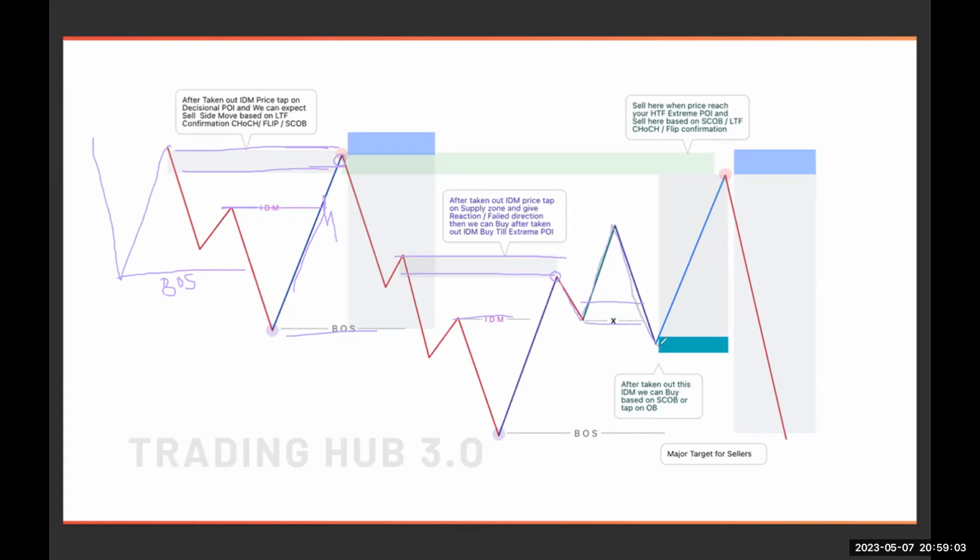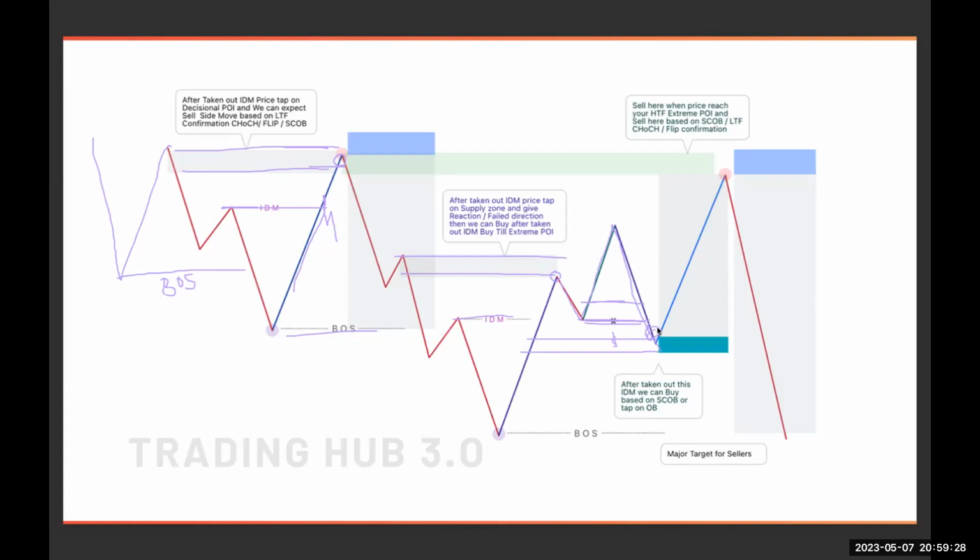Like this, and it failed this one because the market needs liquidity. Liquidity is here because everyone is buying on this order block. Market grabs liquidity. You can buy here based on single candle order block, right? Because the market has taken out this inducement. And if the market mitigates this one, here you can also buy based on chalk and flip.